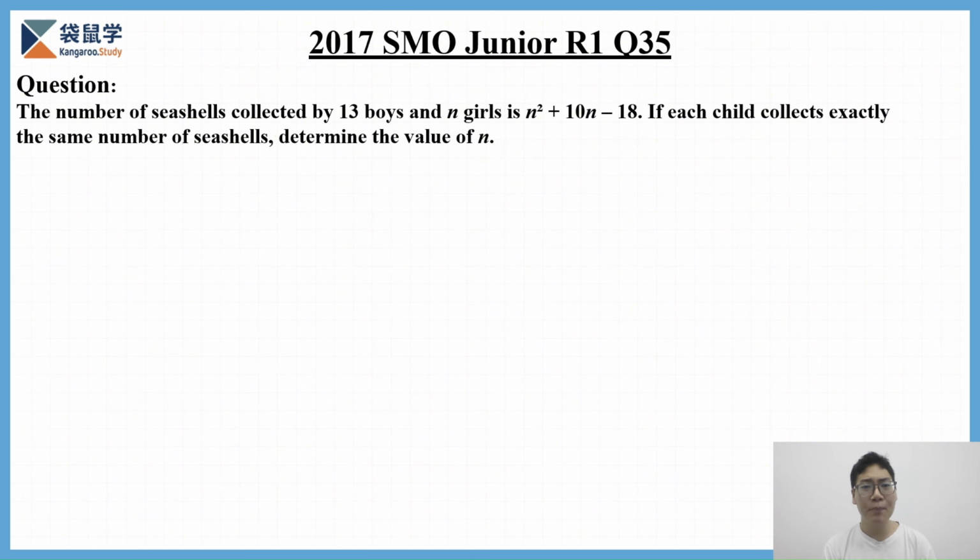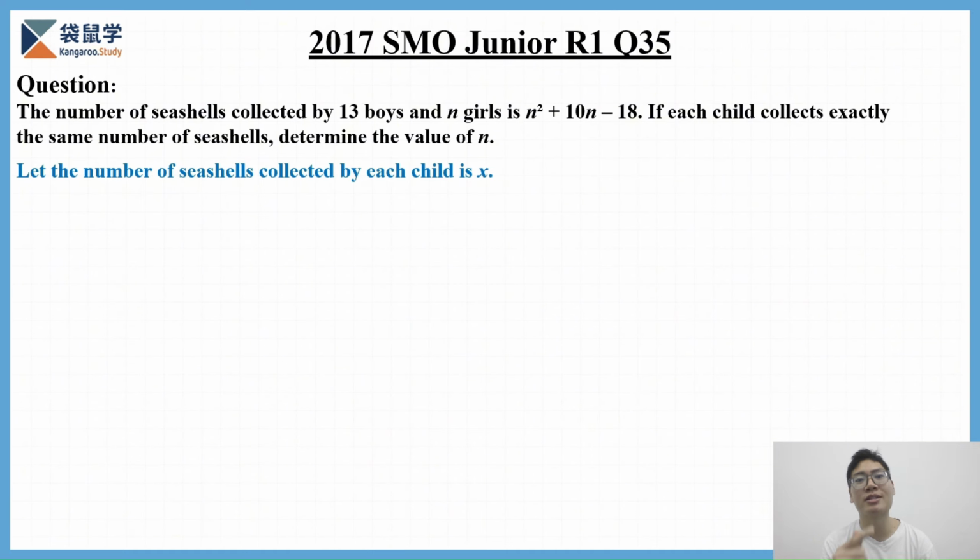Given that there are 13 boys and 8 girls, what additional information do we need to express the total number of seashells? We need the number of seashells collected by each child. But do we have the exact value of it? Let's look at the second information. We know that the number of seashells collected by each child is the same. How can we express this in mathematics? Yes, we can express this as x, since it is an unknown value. So the number of seashells collected by each child is x.